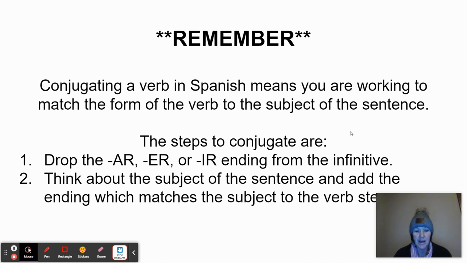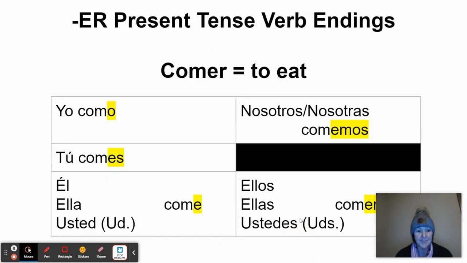So whether you're conjugating an AR, ER, or IR verb, you are going to drop the AR, ER, or IR ending from the infinitive. Then you're going to think about the subject of the sentence and add the ending which matches the subject to the verb stem. So remember, you're going to only use the part of the verb without the AR, ER, or IR on it to actually do the conjugating.